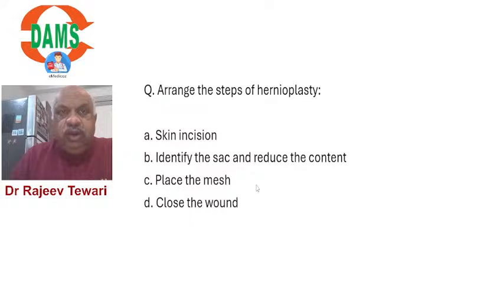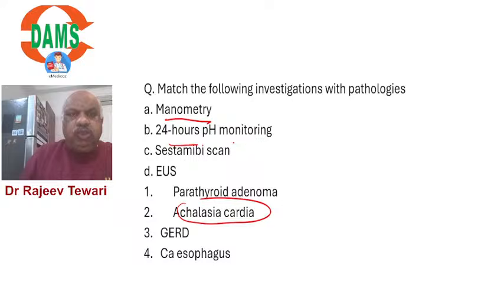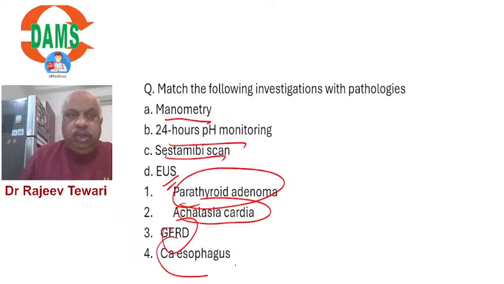Arrange the steps of hernioplasty. Oh, sorry, already I've told you. Skin incision, identify the sac and reduce the contents, or you can say close the opening, place the mesh and close the wound. Match the following investigations. Well, manometry, you know, is for achalasia cardia, pH monitoring for GERD, sestamibi scan for parathyroid. Already we had a question like this, and endoscopic ultrasound for carcinoma esophagus to know the depth and node stage.